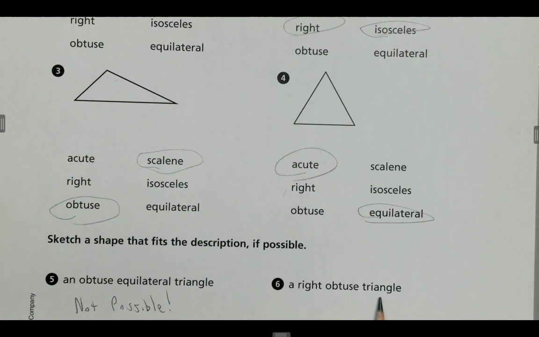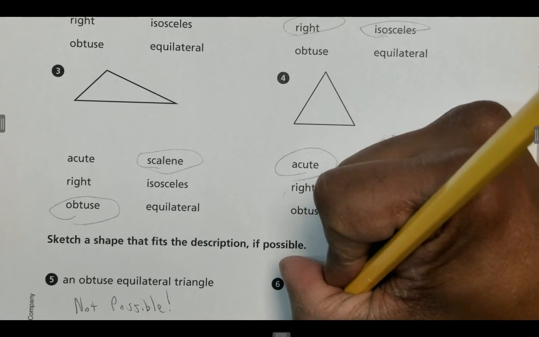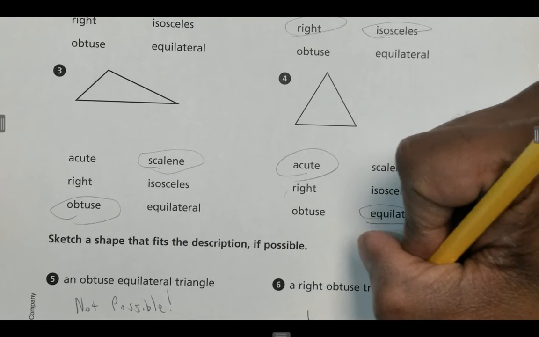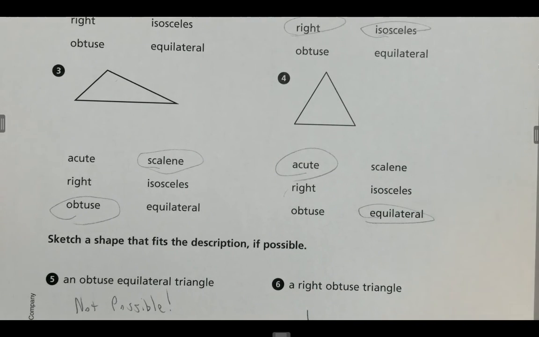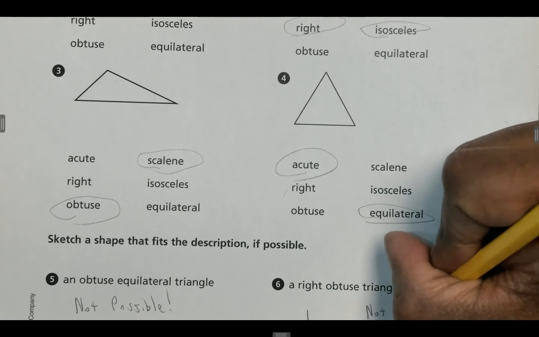Number 6, a right obtuse triangle. Well, there's a right angle, and no matter how far I stretch this thing, imagine I could make this short, I could stretch this out and make it long. These two angles are not going to be greater than 90 degrees. In fact, if you add up the three angles in any triangle, you're going to get 180. So if one of those three angles is 90, then by definition, the other two angles have to add up to be 90. So this is also a trick question. This is not possible.